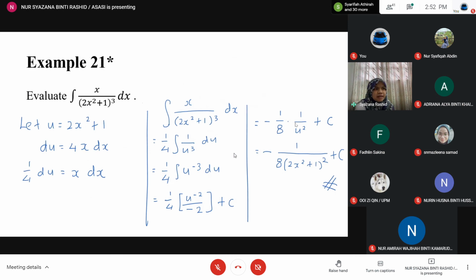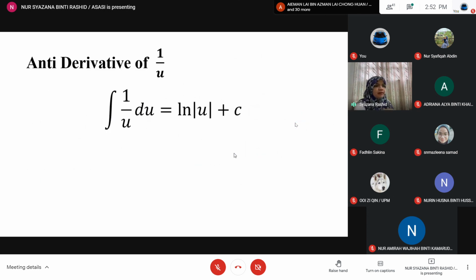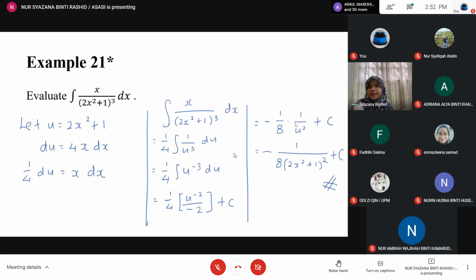So here I share you example 21. The solution is not complete in the module. Okay, for the next example, I will discuss after break. Okay, we break 5 minutes. Okay, we start back at 3 o'clock.